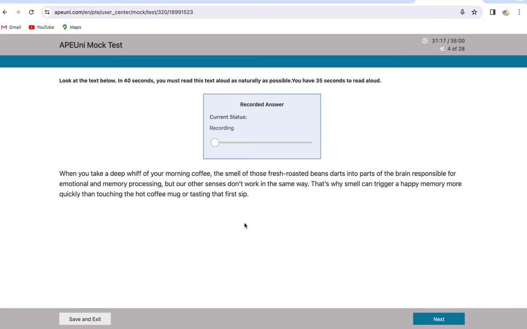When you take a deep whiff of your morning coffee, the smell of those fresh roasted beans does into parts of the brain responsible for emotional and memory processing. But our other senses don't work in the same way. That's why smell can trigger a happy memory more quickly than touching the hot coffee mug or tasting that first.